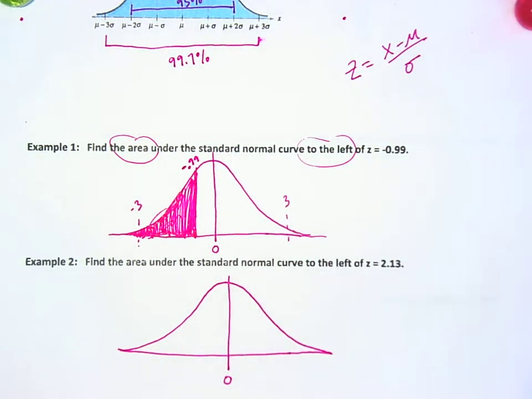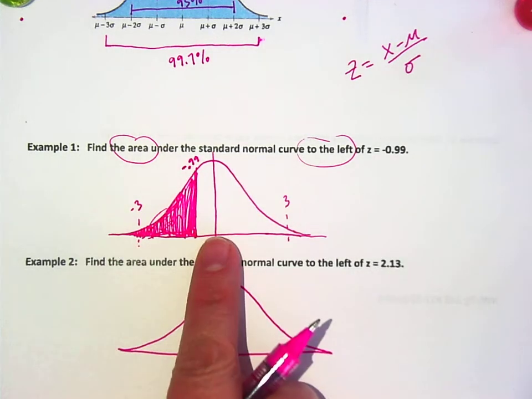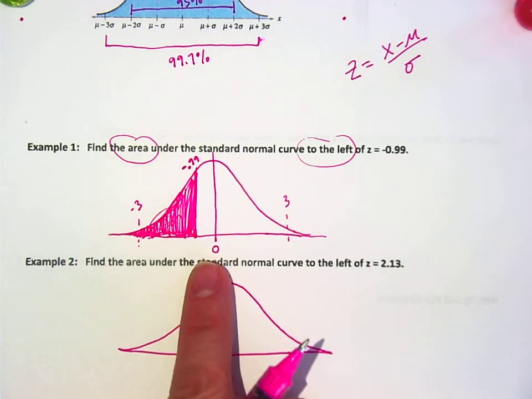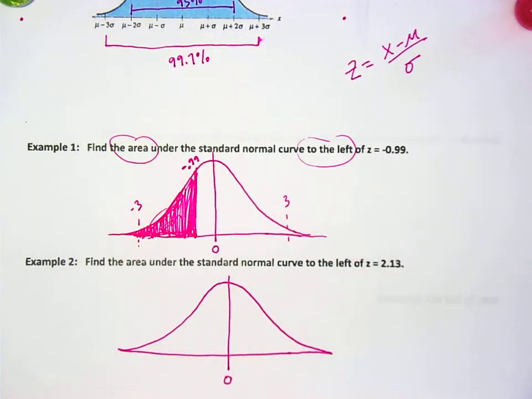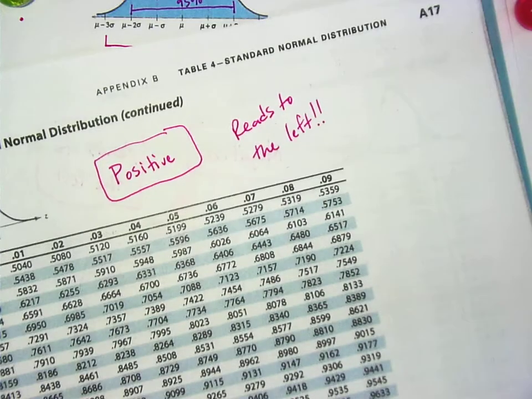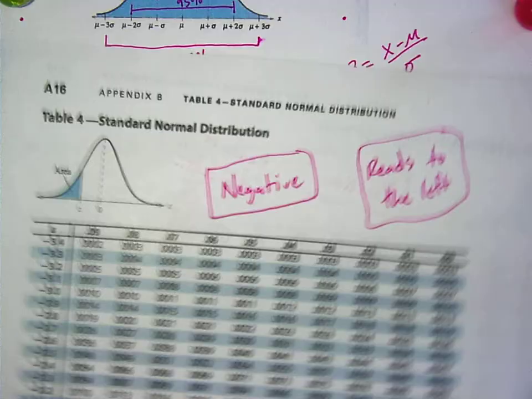Okay. So tell me, is this answer going to be more or less than 50%? Less. If you look at the area under the curve, you see how the white area is way bigger. In fact, 50% would be at 0, right? Because it's symmetric. So we know our answer should be less than 50%. The chart reads to the left. Okay, so here's where the ruler comes in. You're going to flip to the negative side because we're at -0.99.